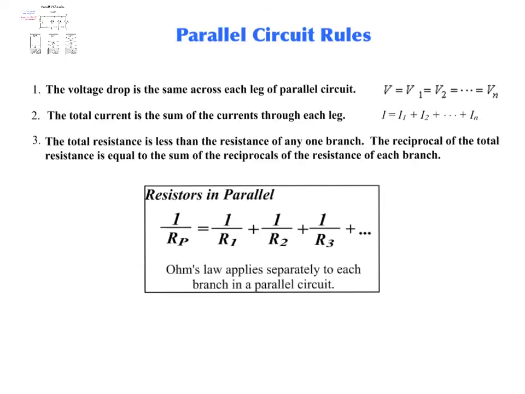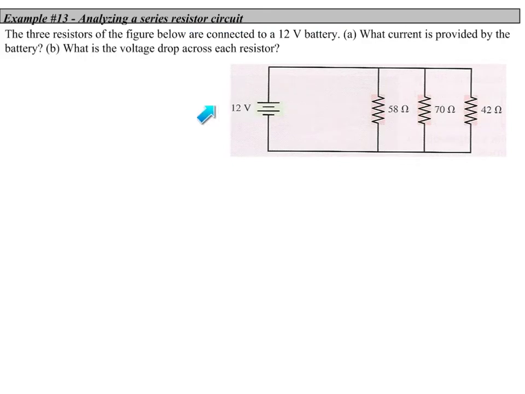To summarize each of these parallel circuit rules then, we've got voltage drop is the same across a parallel circuit, the current adds up to the total current, and the resistance is less than the resistance of any one branch. So let's take a look at an example. We have this happy little circuit right here. We've got 3 resistors in parallel, 58 ohms, 70 ohms, and 42 ohms, all hooked up to a 12-volt battery. We want to know the current provided by that battery and the voltage drop across each resistor.